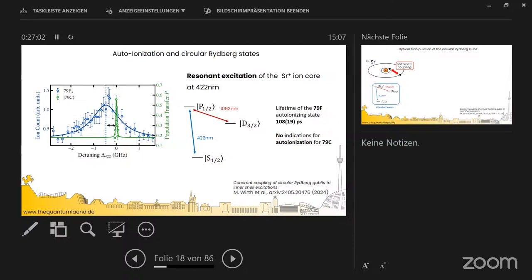If you drive, for example, this 422 nanometer line of the strontium plus ion in the presence of a low angular momentum Rydberg state, you just get a huge line width, 2 gigahertz, which indicates this autoionization. To do that with a circular state, you basically get the natural line width back, which tells you that there's no detrimental process.